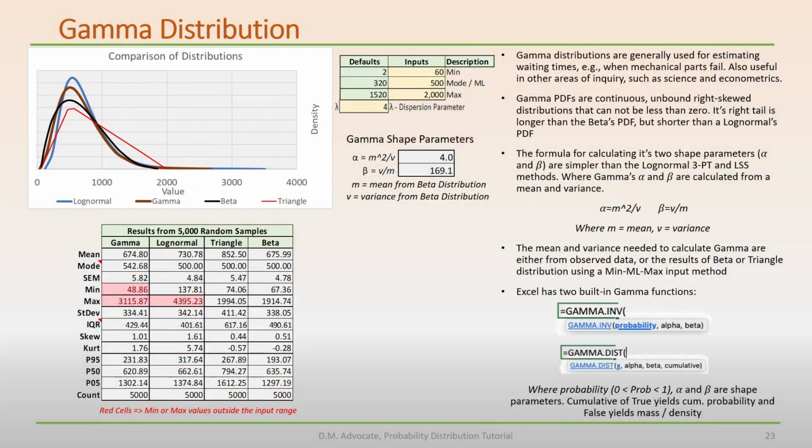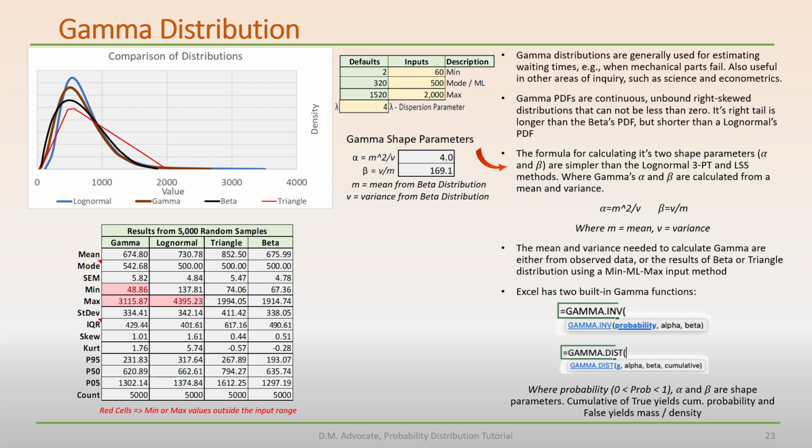Gamma distributions are generally used for estimating waiting times, for example, when mechanical parts fail. It's also useful in other areas of inquiry such as science and econometrics. Gamma PDFs are continuous, unbound right-skewed distributions that cannot be less than 0. Its right tail is longer than the beta's PDF, but shorter than the log normal's PDF.